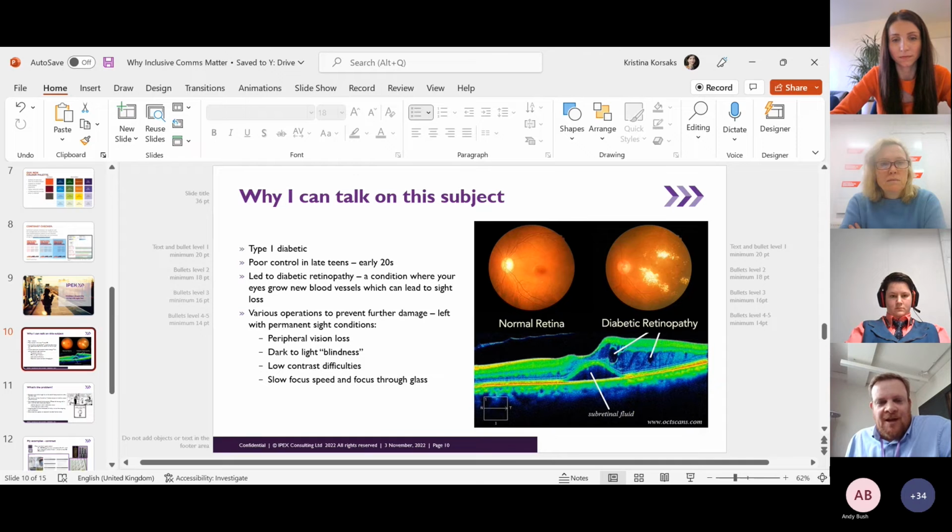And one of the key problems, I guess, is low contrast difficulties, which we'll come on to. And also an interesting one that I discovered was slow focus speed, in that I can't see through glass very often. So if someone goes past me in a car and waves at me, I won't see them, because my eyes can only focus on the windscreen and can't focus quickly enough to focus through the windscreen.